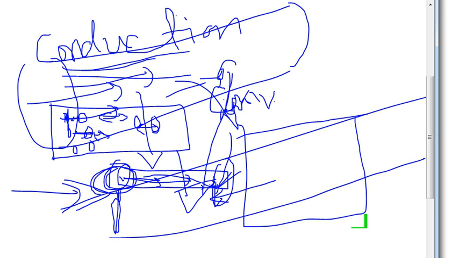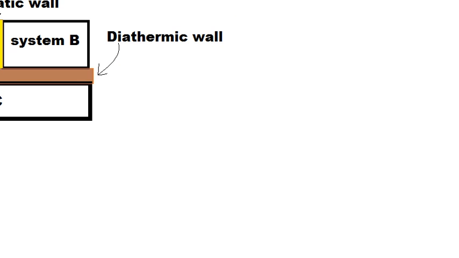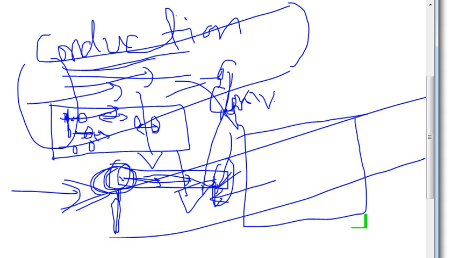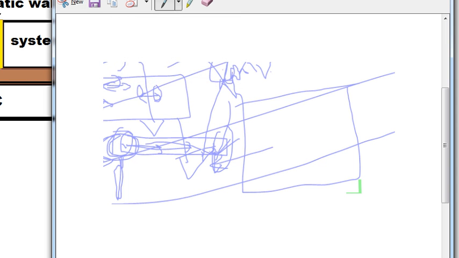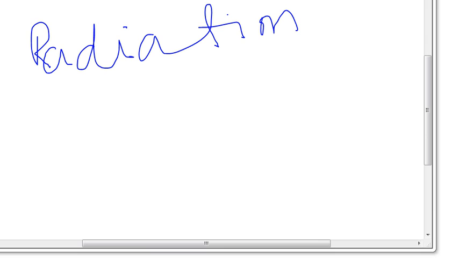Now next is very important, that is your radiation process. So what is the radiation process? Let us consider the radiation process. The definition of radiation is, the radiation is the emission or transmission of energy in the form of waves or particles through space or through a material medium. That means from the sun to the earth.